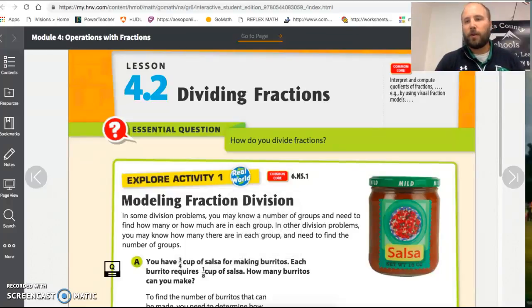Hi. All right. Welcome to your first flip classroom. Today we're going to be talking about 4.2 dividing fractions. So make sure before you begin you have your notebook and your math book.